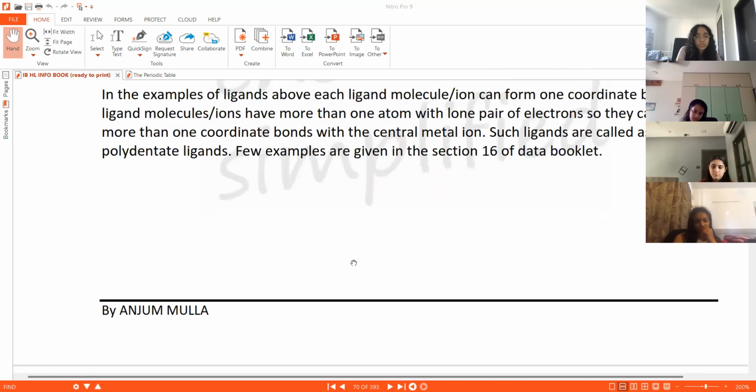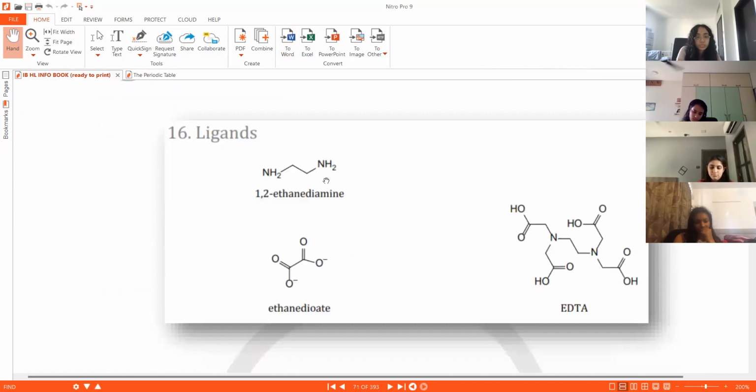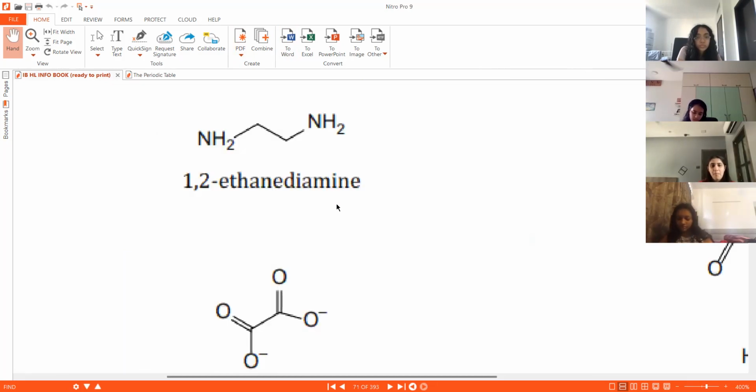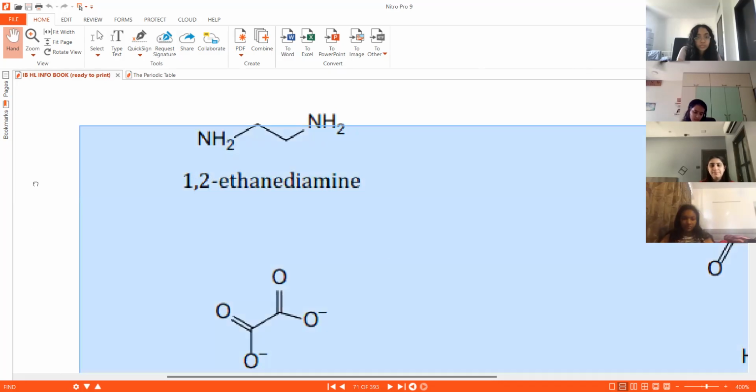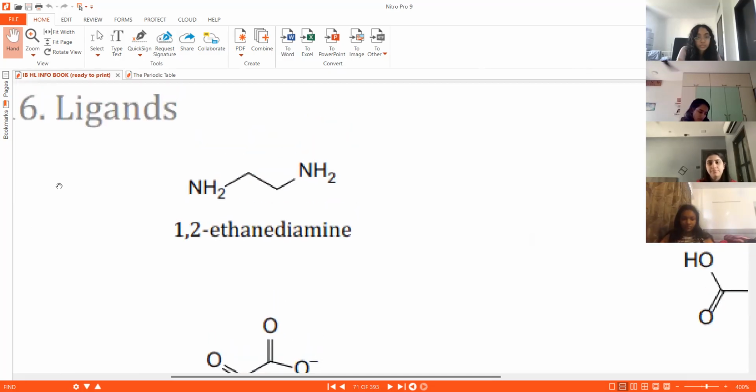Now these are the polydentate ligands which are given in the data booklet. So ethane diamine, for example, can form 2 coordinate bonds. One molecule can form 2 coordinate bonds because there are 2 nitrogens, and each nitrogen has a lone pair of electrons. So if this is a central metal ion, it can form a coordinate bond here and a coordinate bond here. So it's only one single ligand, but it can form 2 coordinate bonds. So that's bidentate.